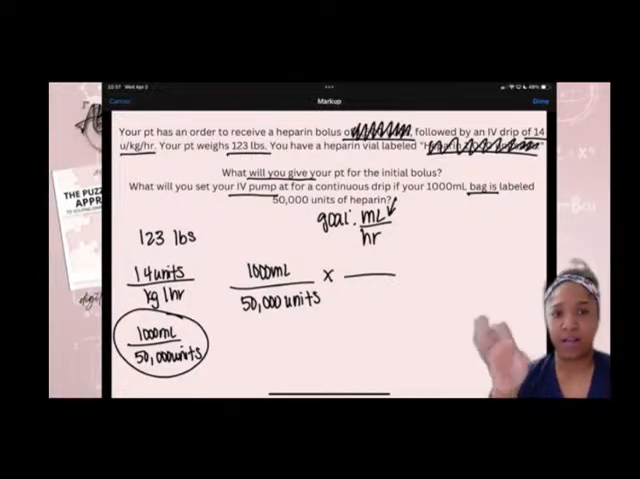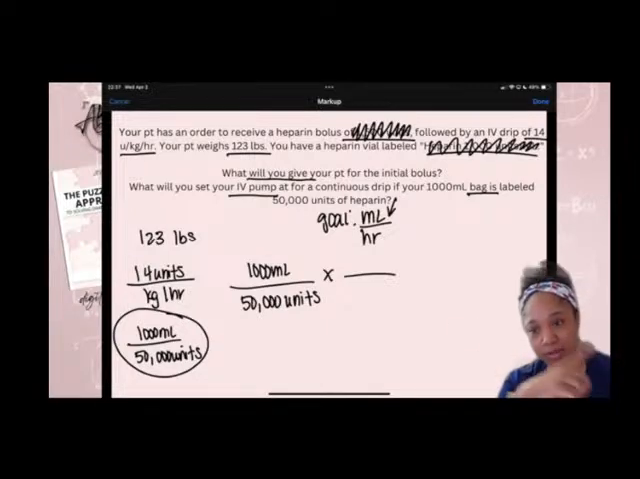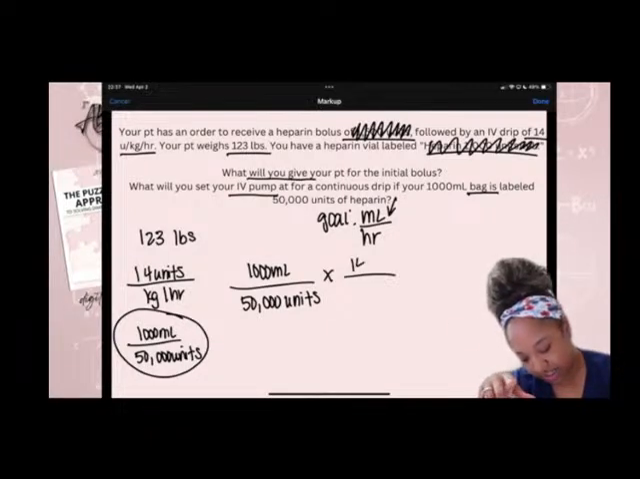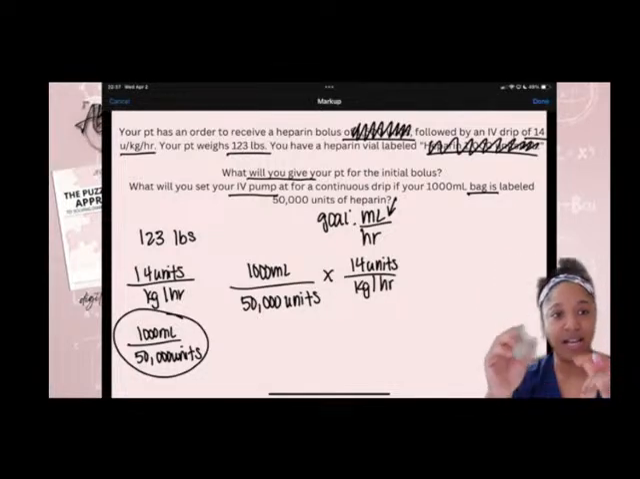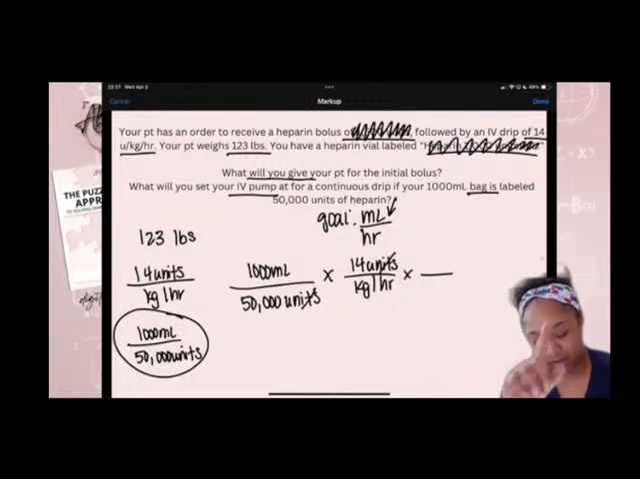I know other methods might seem easy and quick, but if you set it up with your goal, your puzzle pieces canceling out, you never get it wrong. Never. Okay. All right. So boom, we're gonna put 14 on the top. 14 units per kilogram per hour. You see how I kept all of that together? Keep them all together, okay? Boom. Units cancels out. All right, so now we have kilograms and hours.